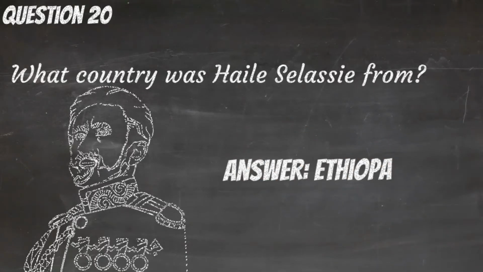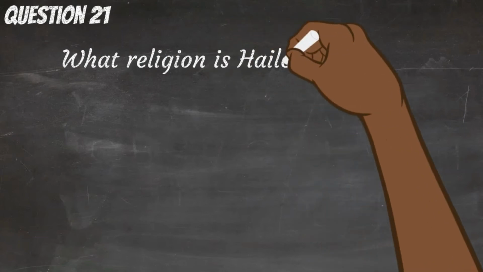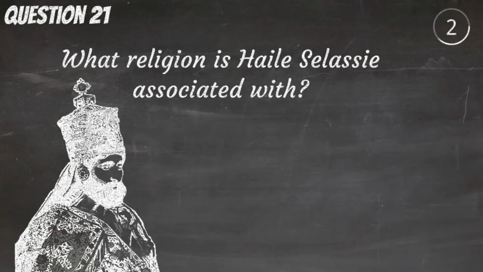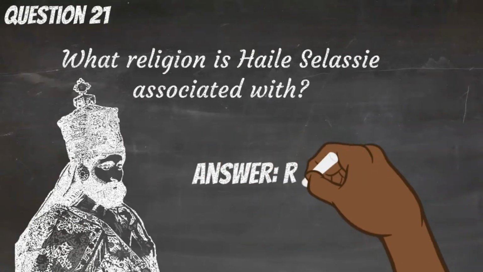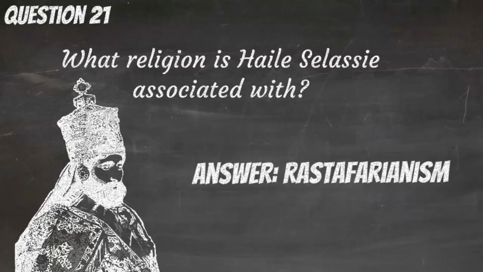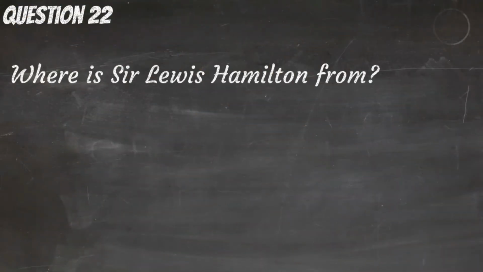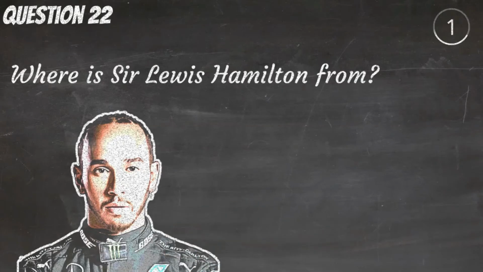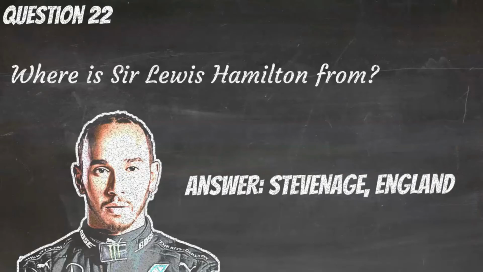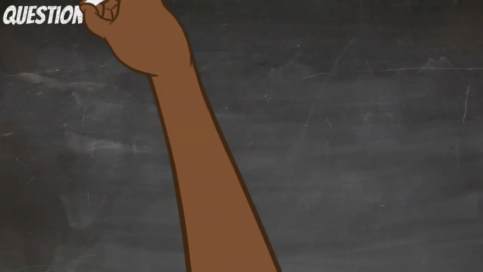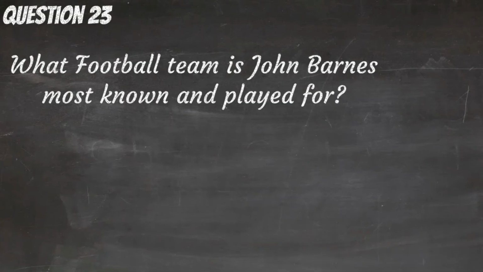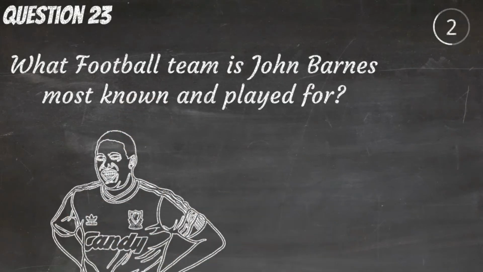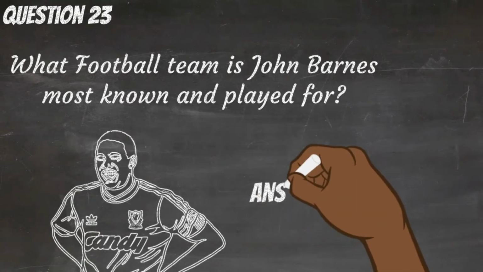Question 20. What country was Haile Selassie from? Ethiopia. Question 21. What religion is Haile Selassie associated with? Rastafarianism. Question 22. Where is Lewis Hamilton from? Stevenage, England. Question 23. What football team is John Barnes most known for playing in? Liverpool.